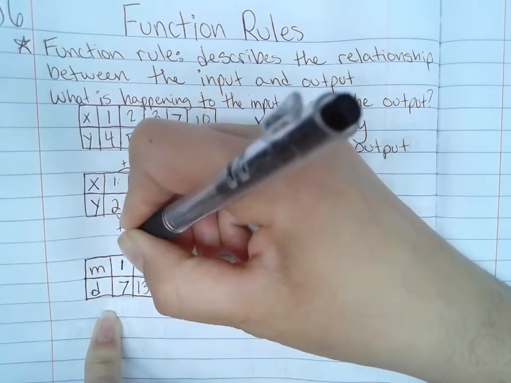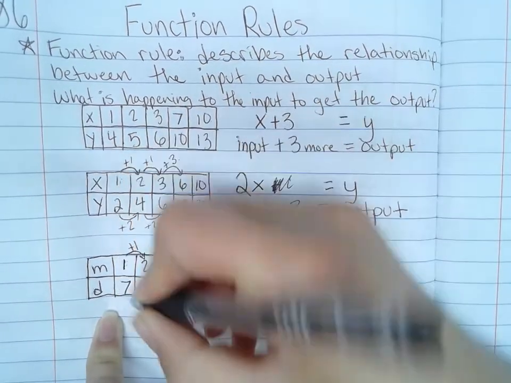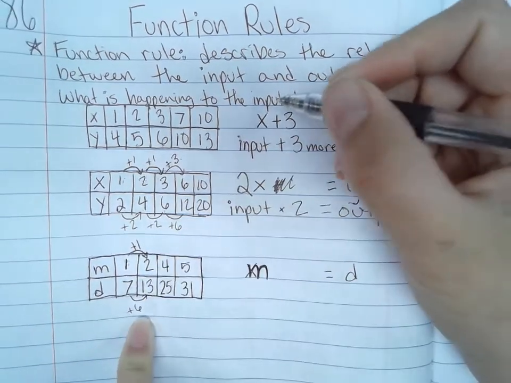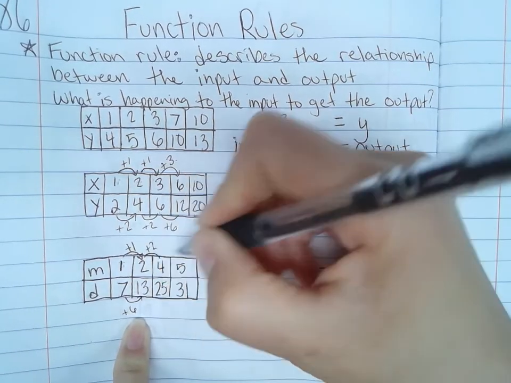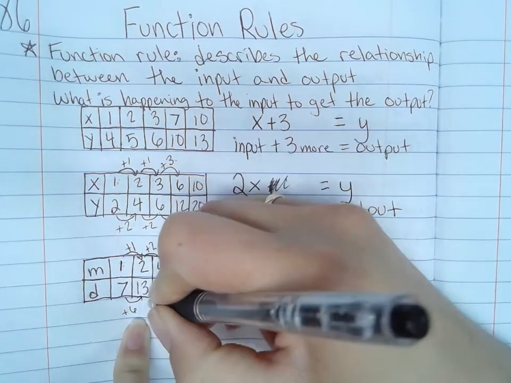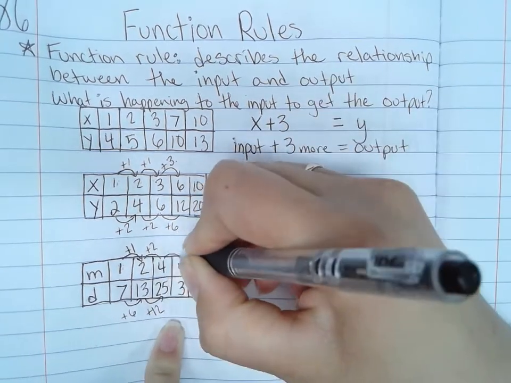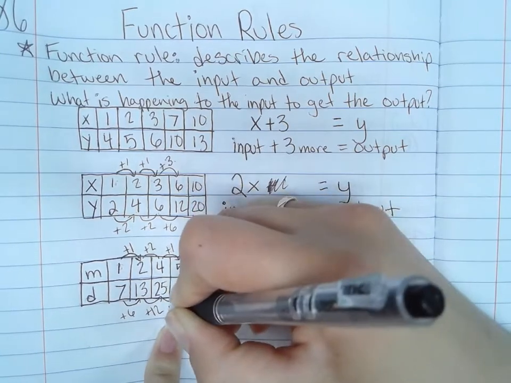From here to here, it changed 1. From 7 to 13, that changed 6. Let's look at here. Here it changed 2. From 13 to 25, that changed 12. From 4 to 5, that changed 1. From 25 to 31, that changed 6.